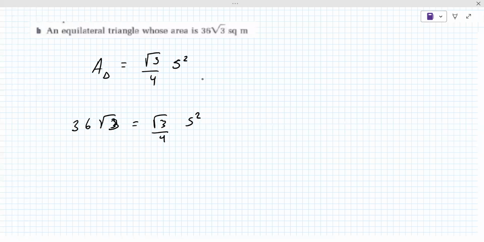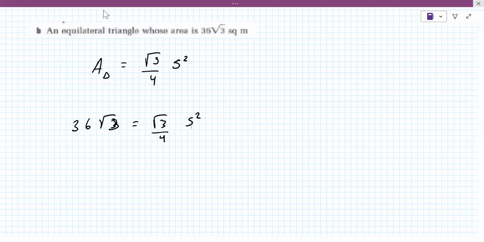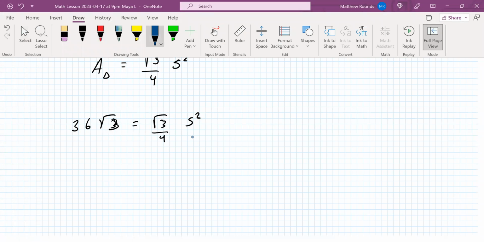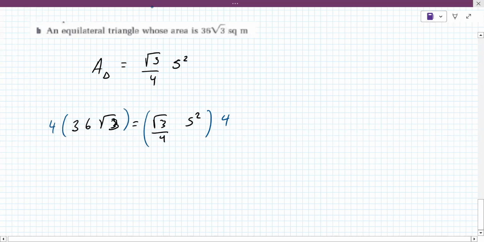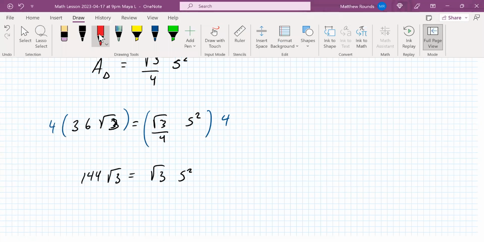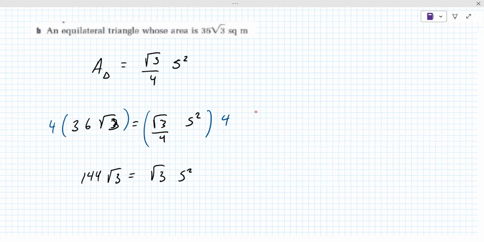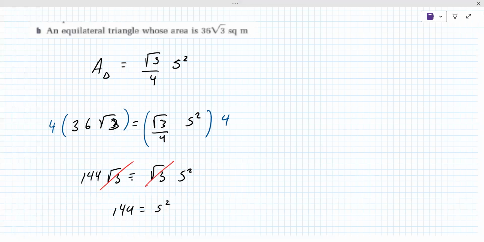All right, and then how would you reverse this? Let's deal with some things I think might be easiest to deal with. There's a 4 on the bottom, so if you multiply both sides by 4, you see that that would be cleared out. So that's 144 square root of 3 equals square root of 3 s squared. If you have the same thing on each side, you can get rid of that. You can divide it out. So this is 144 equals s squared. So then S would be 12. S would be 12. So that's thing one.